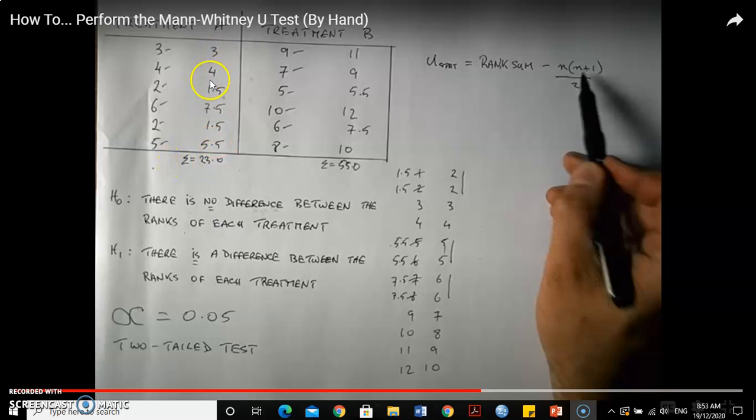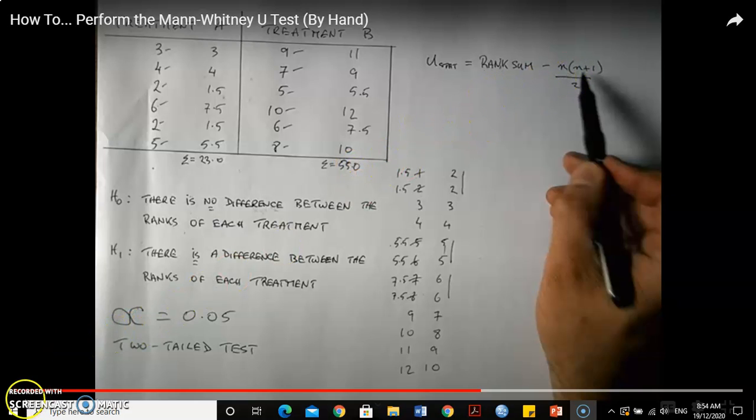So the sum rank for group A, we add all the ranking values here: 3 plus 4 plus 1.5 plus 7.5 plus 1.5 plus 5.5. All together is 23. And for group B, the rank sum is 55. So we plug in the number values in here.